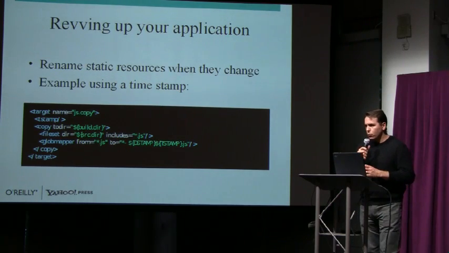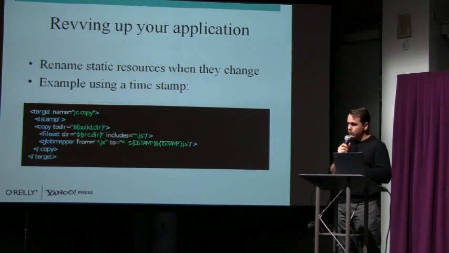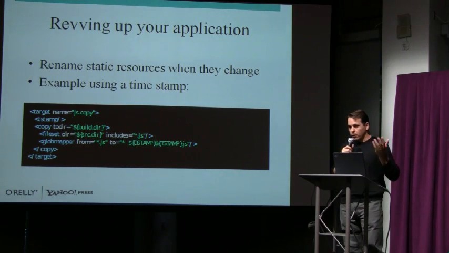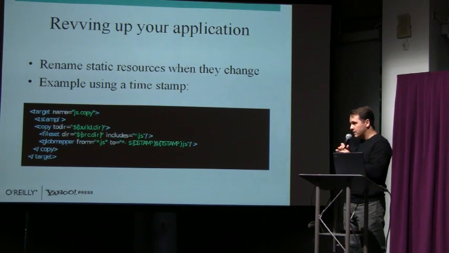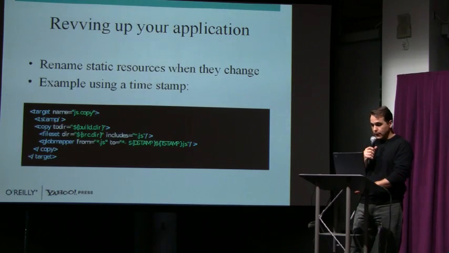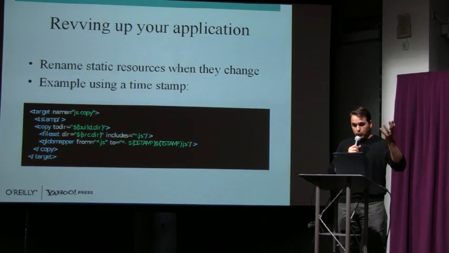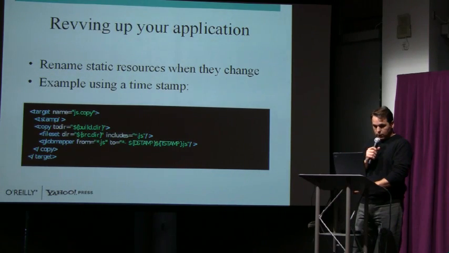The next thing is if you use caching, you have to make sure that your users get the latest version of the content when you, let's say, fix a bug or introduce a new feature. The best way to do this is to rename your static assets, and I personally prefer to use a timestamp. This is how you can do this using Ant. You can automate the timestamping of your static assets using your favorite build tool.